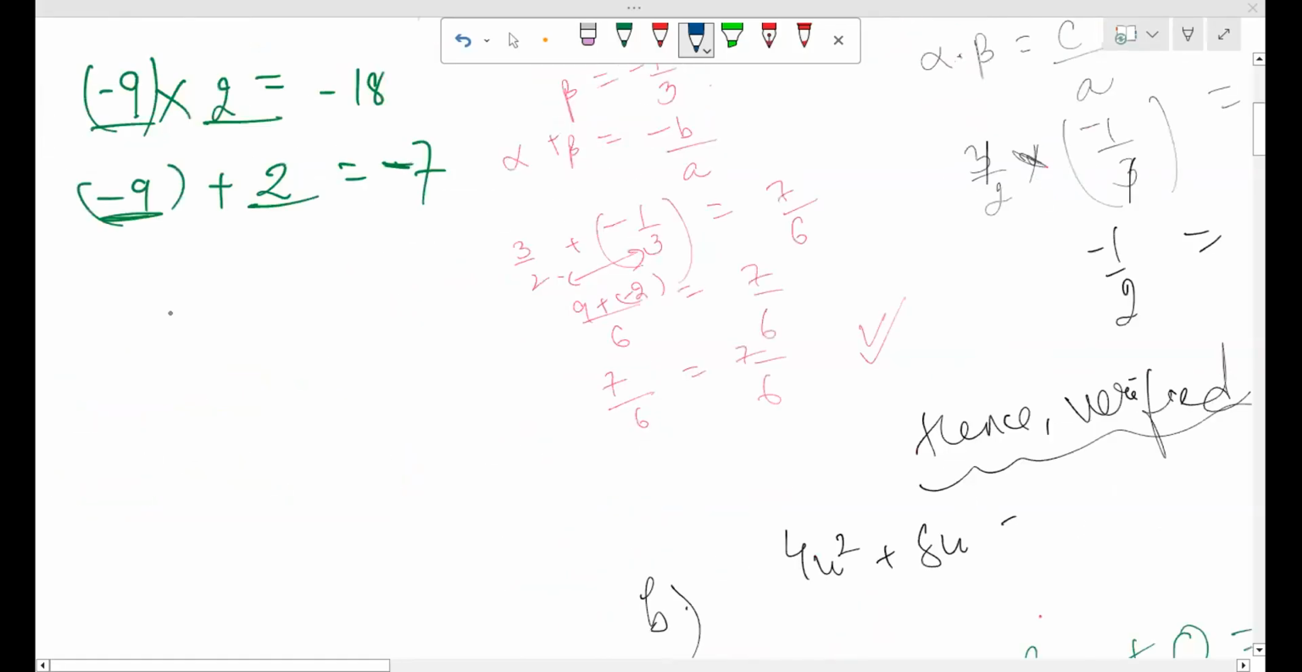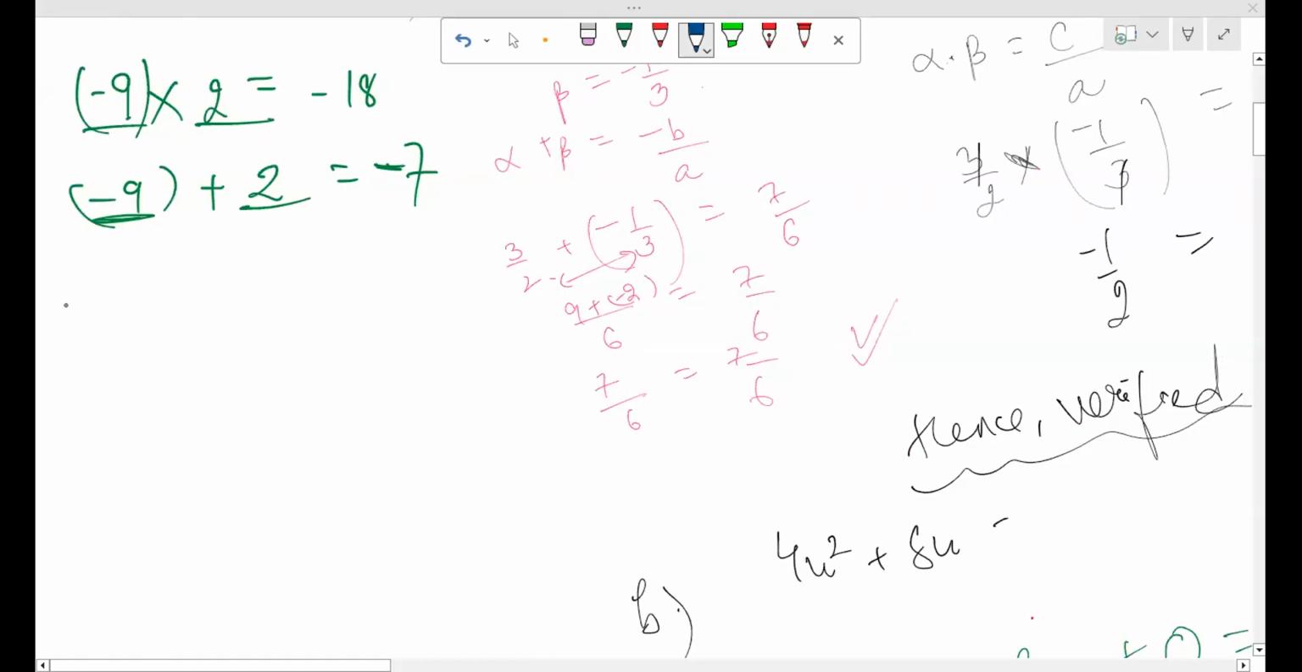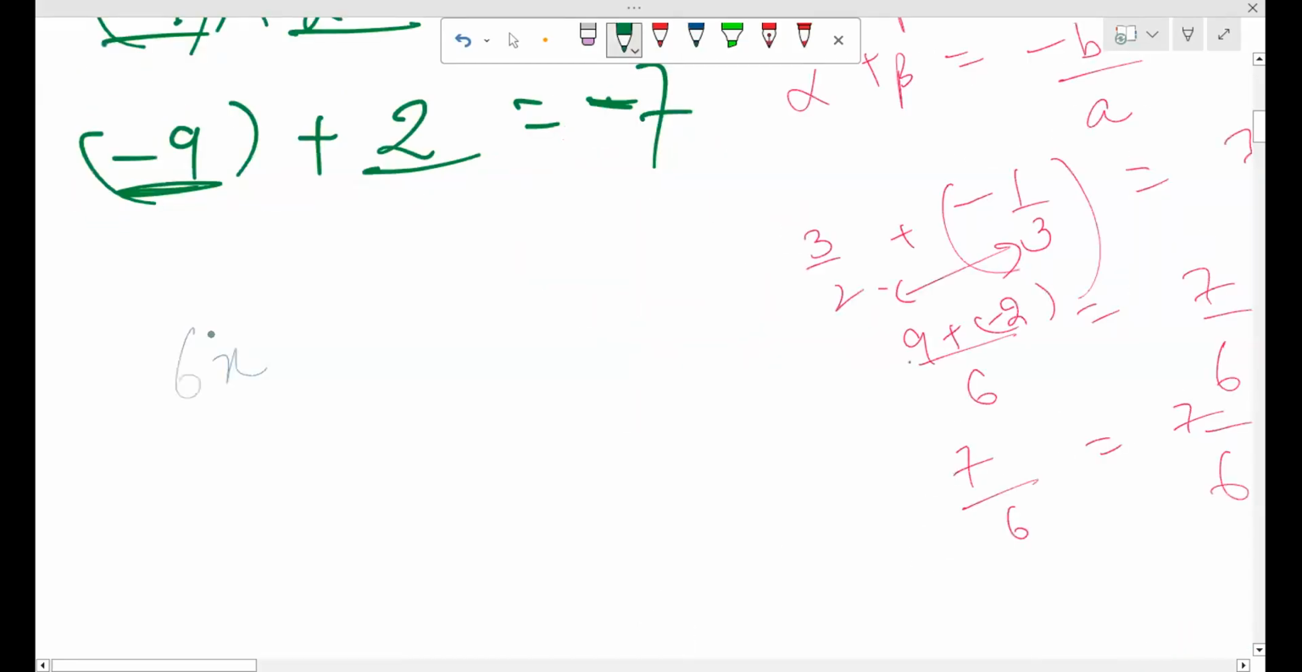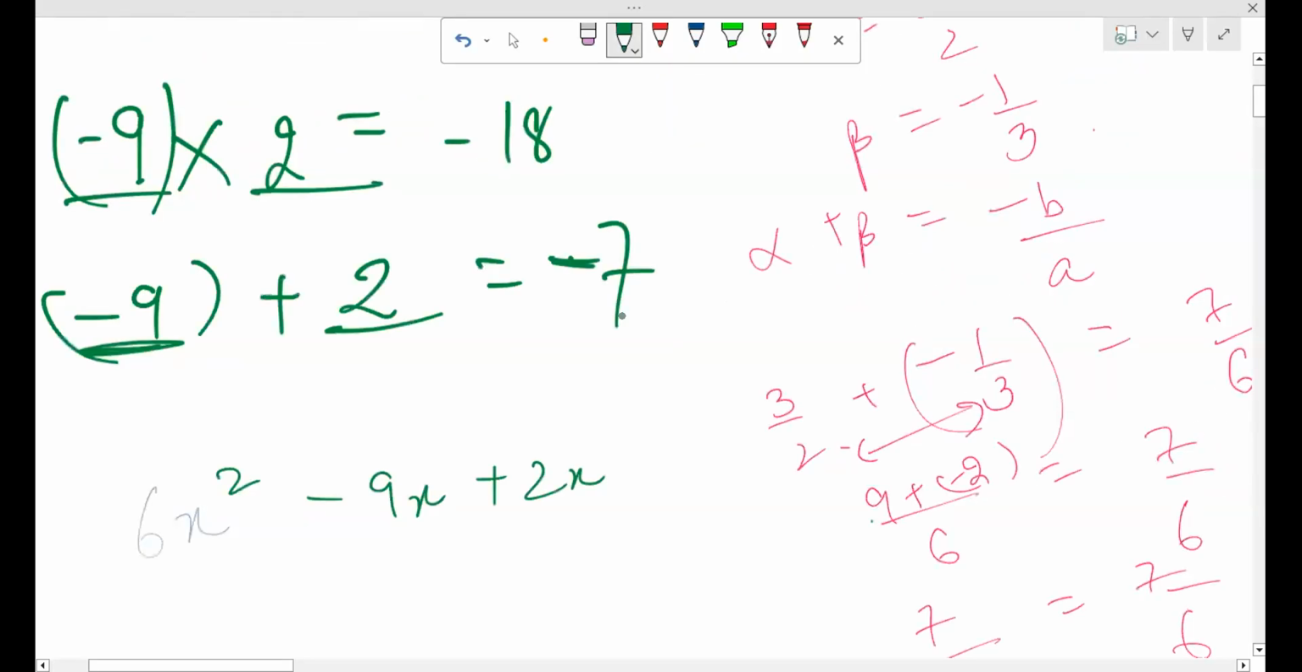So what do you write after that? I am writing. Tell me if I am writing it correctly or not. Tally it side by side, okay? So first I have to write the original polynomial in this form, है ना? So 6x square minus 9x plus 2x minus 18 is equal to 0.